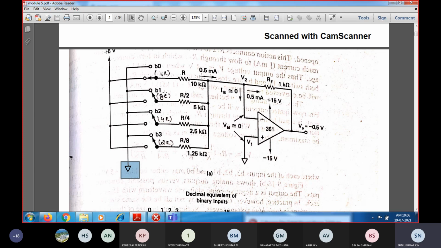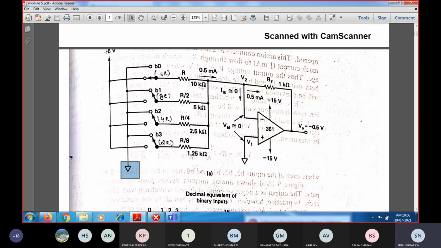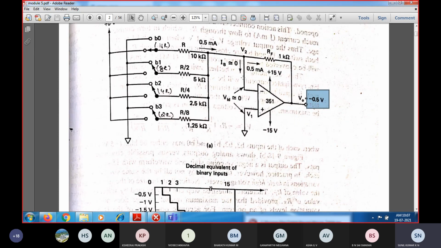So 0000 to 1111. If we look at the bit positions, we can see the inverting amplifier has been connected. The binary weighted resistor DAC output is connected to the inverting amplifier so that we get the output in analog form. Another important thing to identify is that since an inverting amplifier is connected, the output will be inverted, that is, we will get a negative output, because the input has been connected to the inverting input.